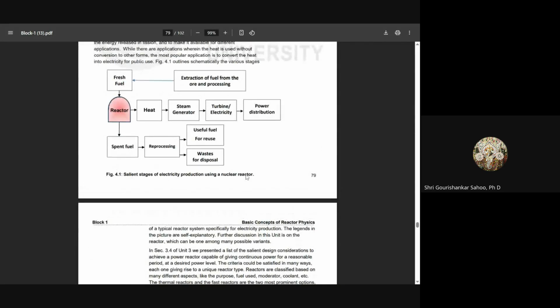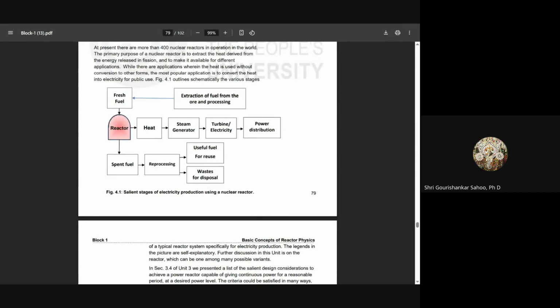Then types of nuclear reactor. So this is the silent stage of electricity production using a nuclear reactor. You have fresh fuel, you put it in the reactor, then the fuel is spent, and reprocessing yields useful fuel for reuse and waste for disposal. From the reactor you have heat, thermal energy, then the steam generator. The thermal energy will form steam, and this steam will rotate the turbine, electricity is produced and power is distributed thereupon.